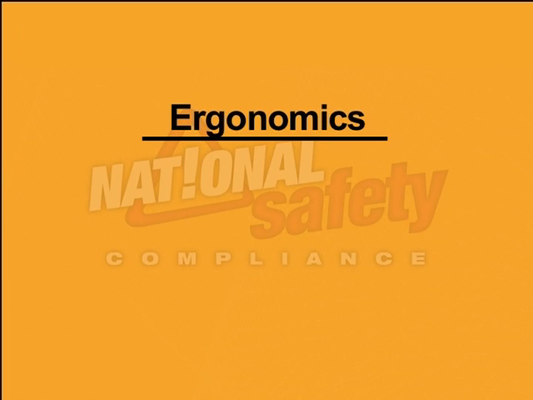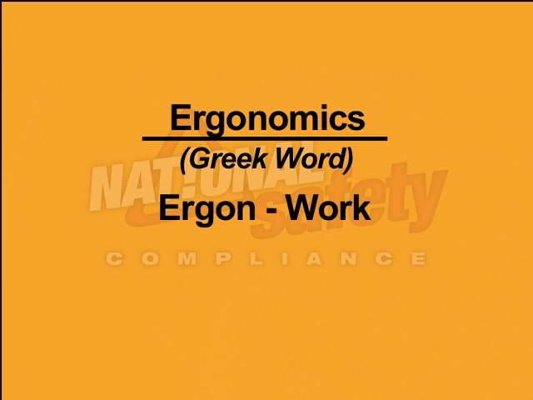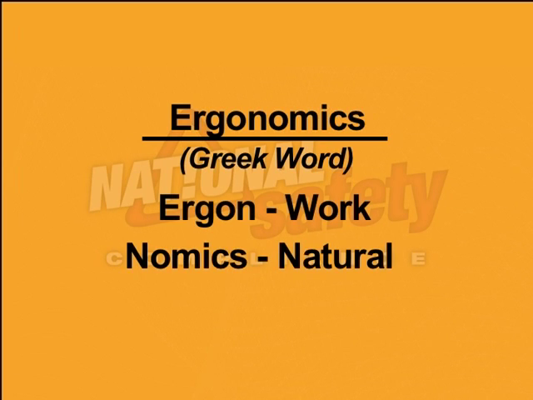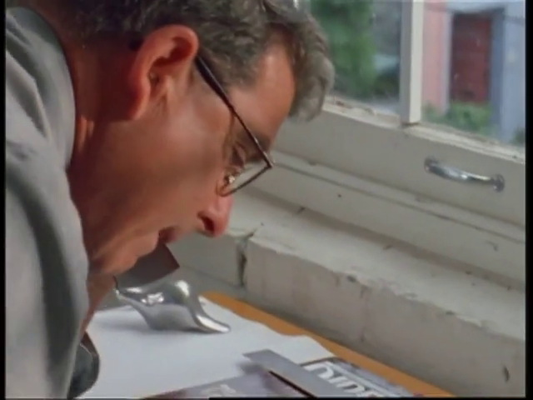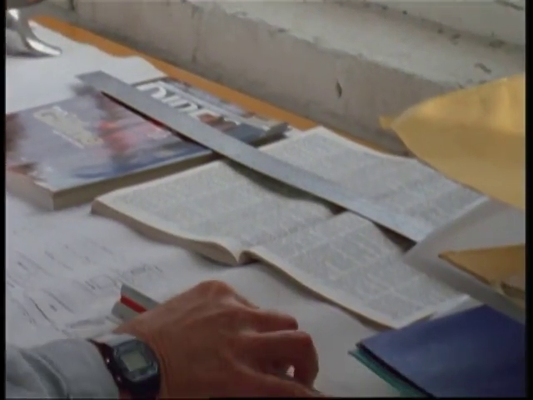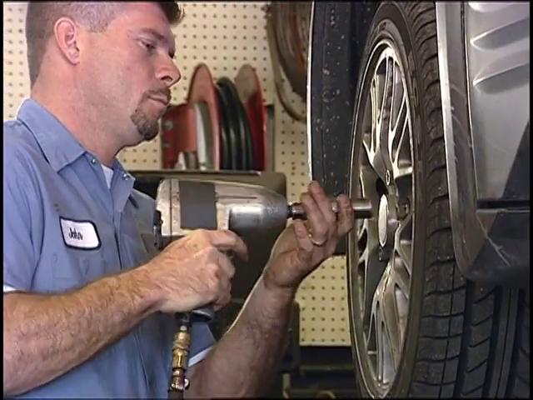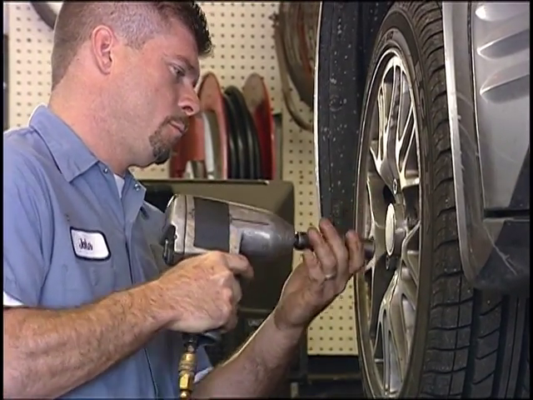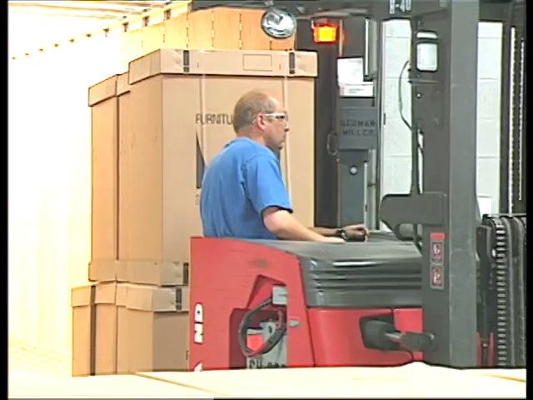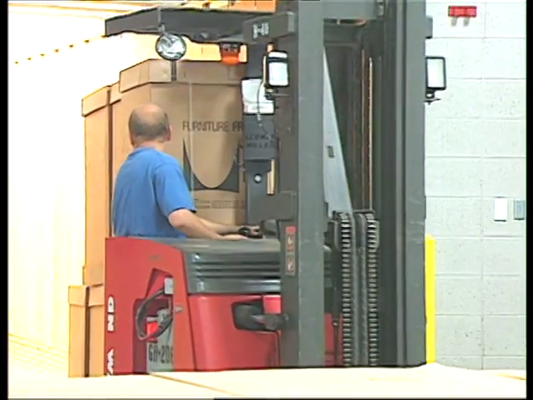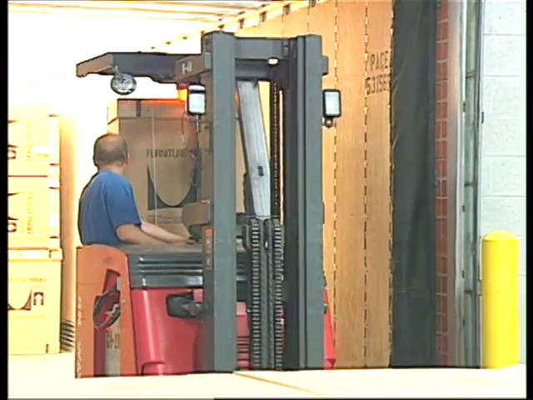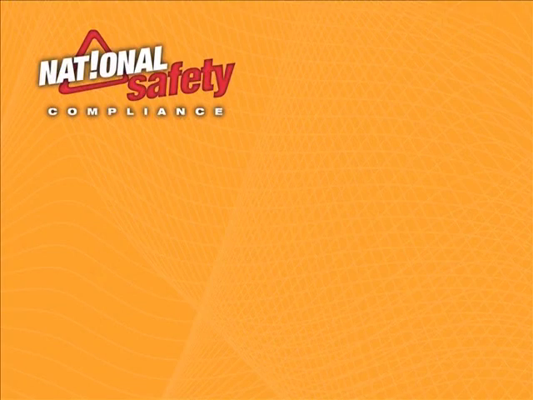The word ergonomics comes from the Greek word ergon, meaning work, and nomics, meaning natural. However, the word ergonomics does not imply natural work principles. Ergonomics is the process of designing work areas to be user-friendly, using tools and equipment to reduce strain and/or repetitive motions, and teaching employees proper work methods, correct posture, and safe lifting techniques.